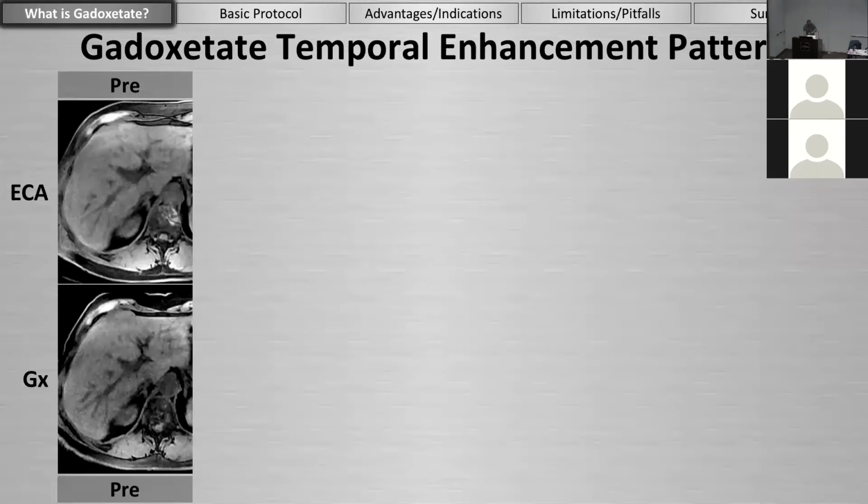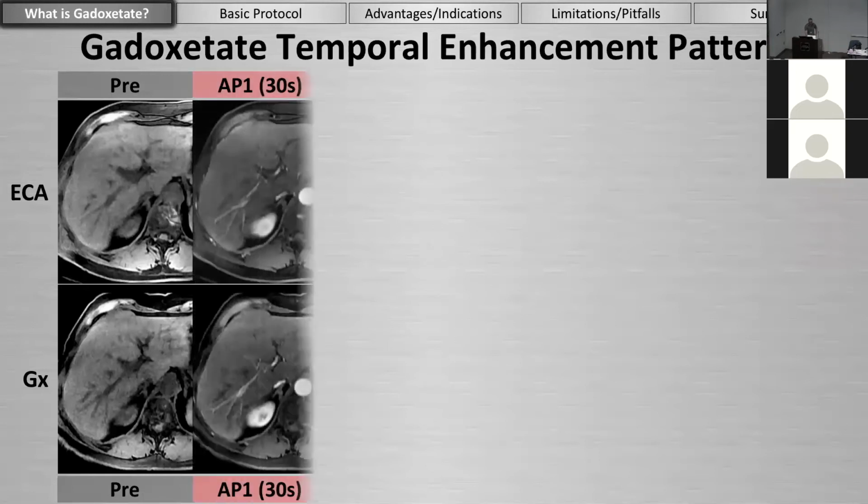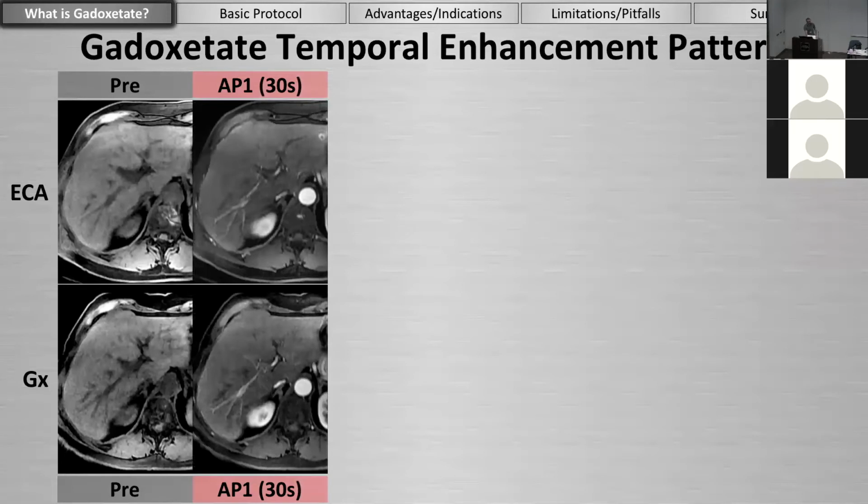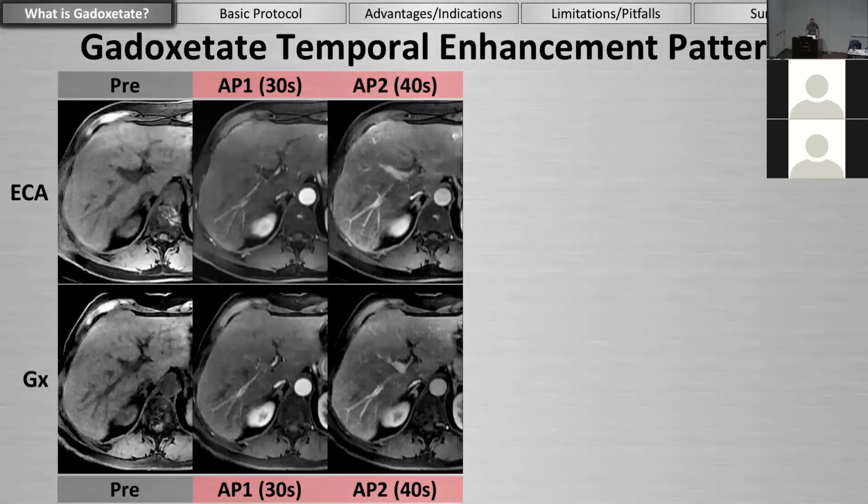this. Okay. So what I want to show you now is the difference between an extracellular agent above and gadoxetate below. Pre-contrast, of course, they both look the same. And notice that both contrast agents look the same in the arterial phase at 30 seconds. Notice they both look the same at 40 seconds. It'd be pretty difficult to know which kind of contrast agent you were looking at 30 seconds or 40 seconds. That makes sense because initially the contrast agents are in the extracellular space.